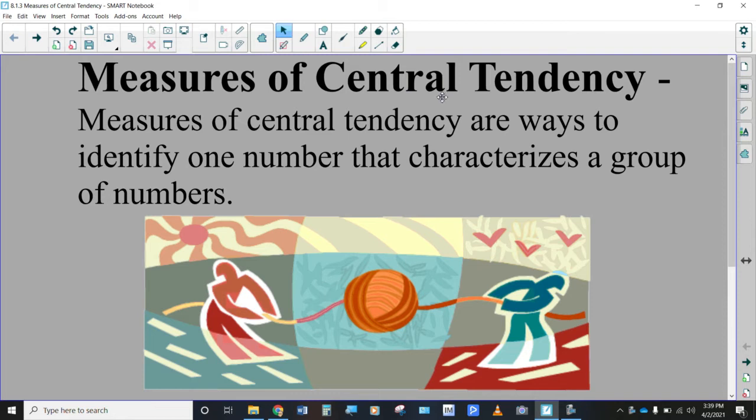There are different forms of averages. There's the mean, there's the median, there's the mode, and then there's also a range, which isn't really an average. But I think it's a good idea for us to practice finding those different measures of central tendency. So that's what we're going to do today before we move on with the rest of chapter 8. So let's make sure we get this definition into our notes. Measures of central tendency are ways to identify one number that characterizes a group of numbers.